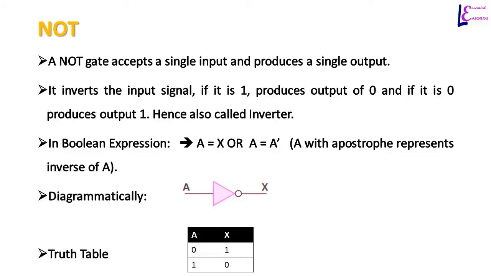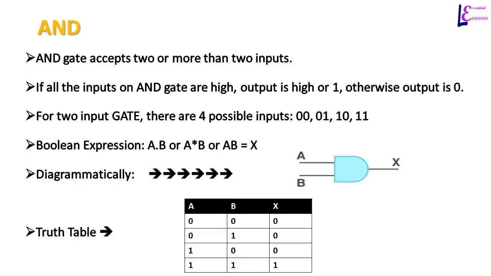Truth table for NOT gate is very simple. A shows input, x is output. For 0 input, output is 1, and for 1 input, output is 0. AND gate can accept 2 or more than 2 inputs. If all the inputs on AND gate are high, output is high or 1. Otherwise, output is 0. For 2 input gate, there are 4 possible inputs: 0 0, 0 1, 1 0, 1 1. We can use formula 2 power n to find all possible number of inputs as well.